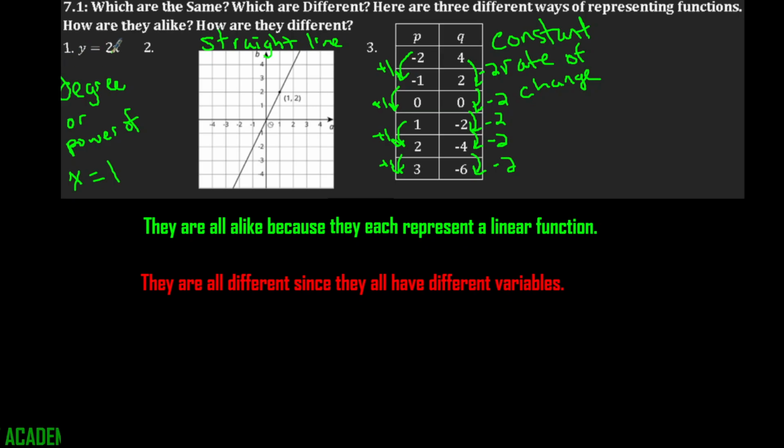If I look at the first one, this has y and x. My second one has a and b. So this is x and y. And my other one, or my table, has p and q. So even though they have different variables, I can still say that they all are linear functions.